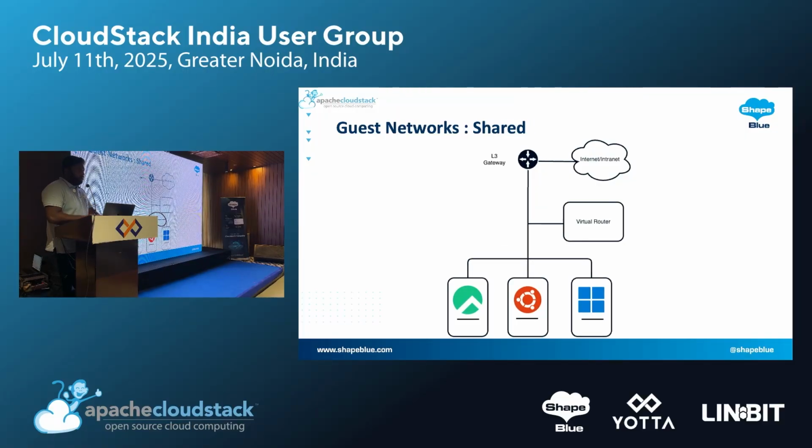And that is shared network. Suppose you don't want to use the virtual router in the data path, but you still want the network services provided by CloudStack, such as user data, DNS, DHCP, and so on. This is your shared network. This can also be shared among multiple users, and that's what we have in CloudStack.